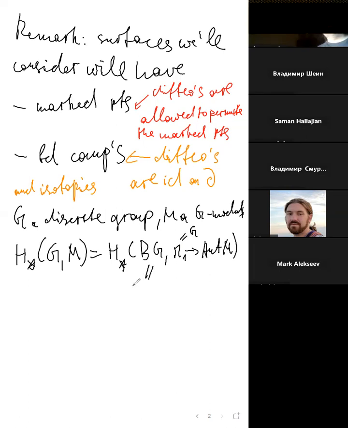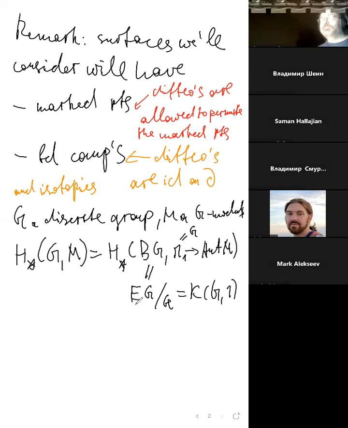And what is BG? Well, it's the same as EG mod G, and this is the same as K(G,1), where EG is the classifying space for, or more precisely, EG is the universal cover of the classifying space for G, and so on.